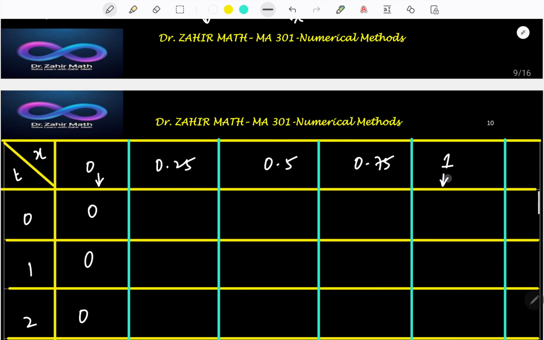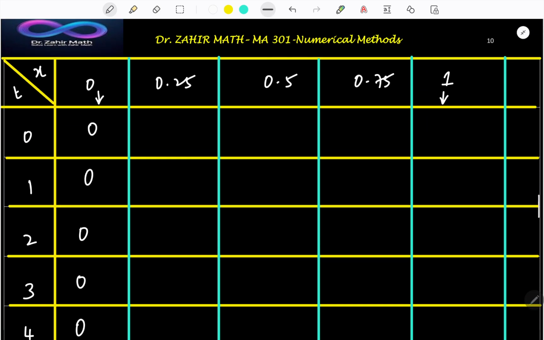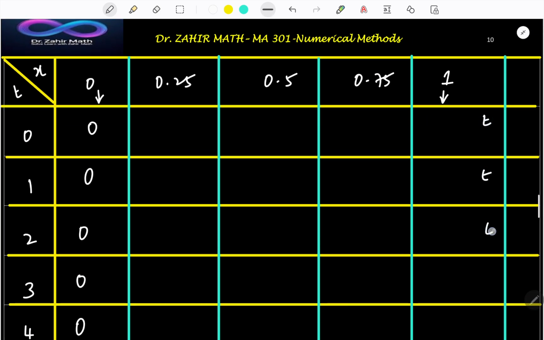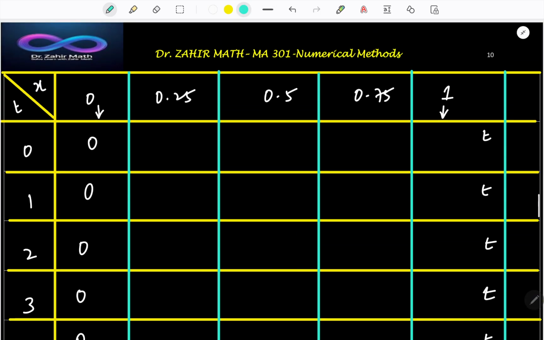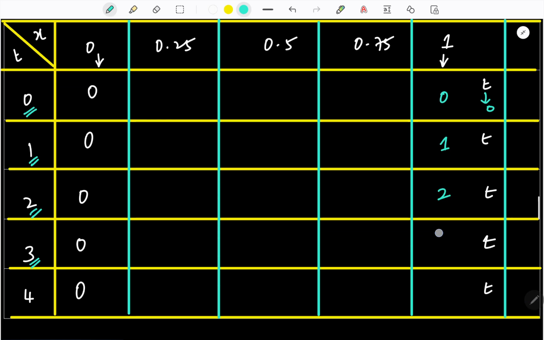X is equal to 1 is the last boundary, which is given as t. So the function is t, right? When I put t is equal to 0, I have to choose this value. Yeah, the function is t. Last problem I gave x value, but now it's t value. T equals 0, 0. T is equal to 1, it's 1. T is equal to 2, 2. T is equal to 3, 3. T is equal to 4, it's 4.